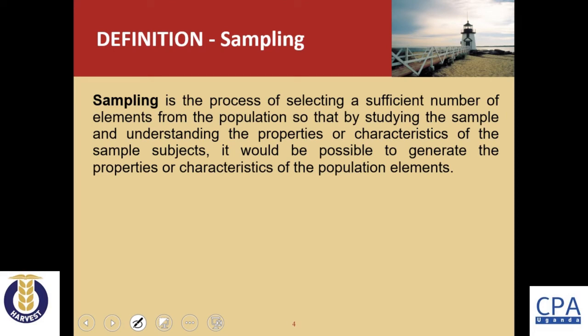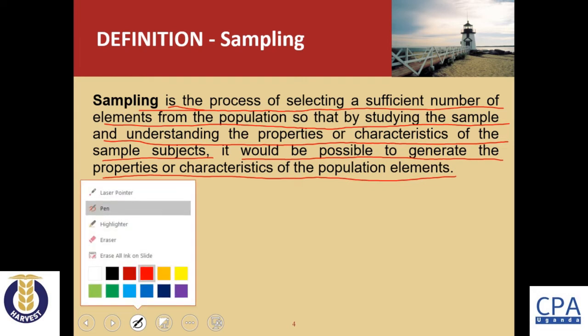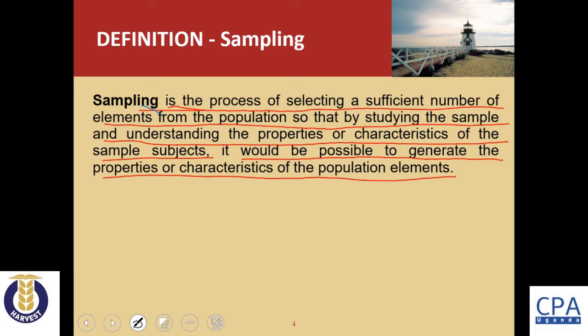So in our introduction in Unit 2, we are going to appreciate the concept of sampling. Sampling is simply a process where we select a sufficient number of elements from the population so that by studying the sample and understanding the properties and characteristics of the sample subjects, it would be possible to generate the properties or characteristics of the entire population, or what we call the population elements. So when you look at our definition here, we are talking about elements and we are talking about the sample subjects.